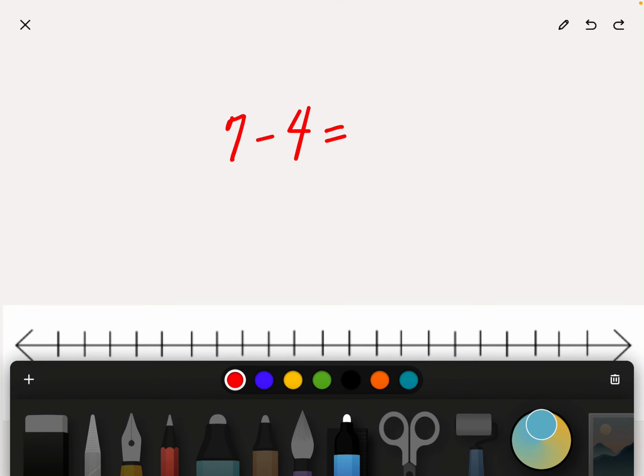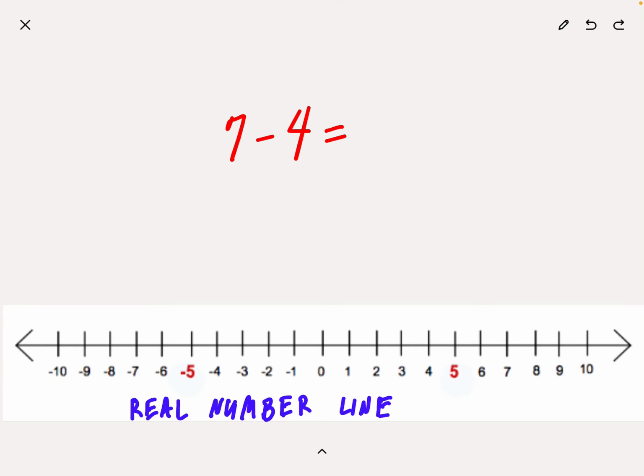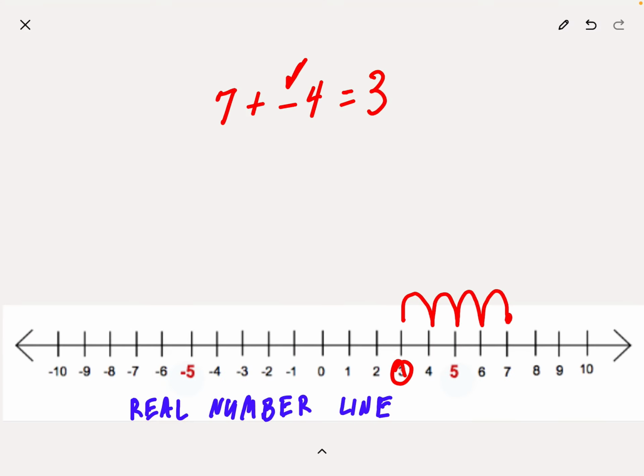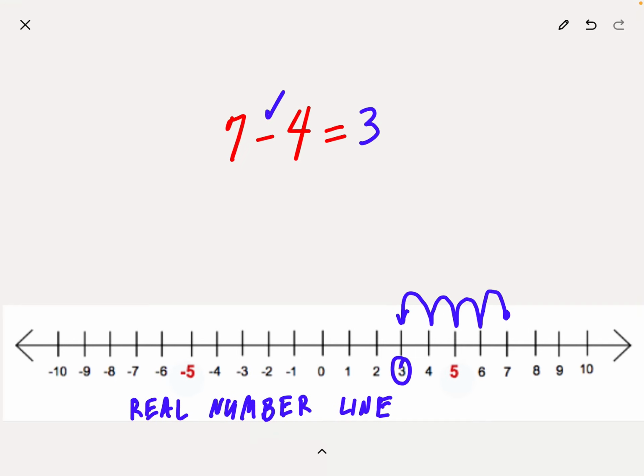Let's look at another. I'm going to change the color here. So this one is 7 minus 4. So we're going to go to 7. That's where we start. And then, because there's a minus, we're going to go to the left 4. 1, 2, 3, 4. So the answer here is 3 again. Now, if you notice, 7 plus a -4 is equal to 3, and also 7 minus 4 is equal to 3. Now, the reason for that is mathematically, 7 minus 4 is the same thing as 7 plus a -4. A minus sign is equivalent to a plus negative. That's why they both end at 3.